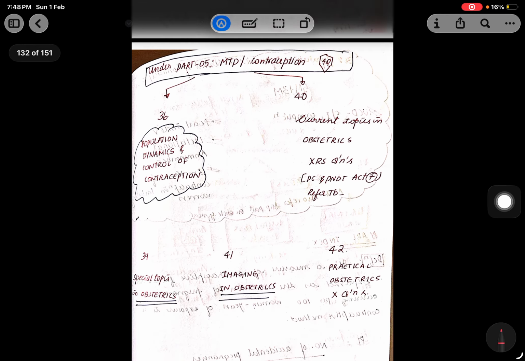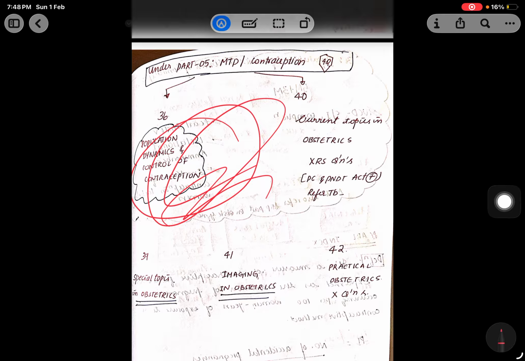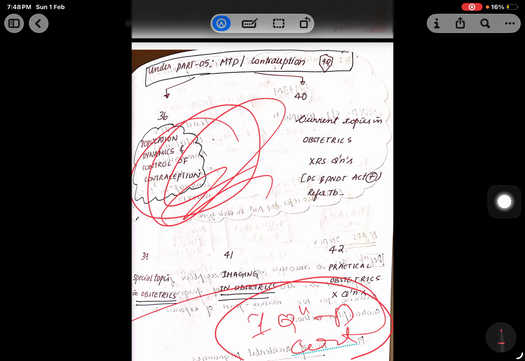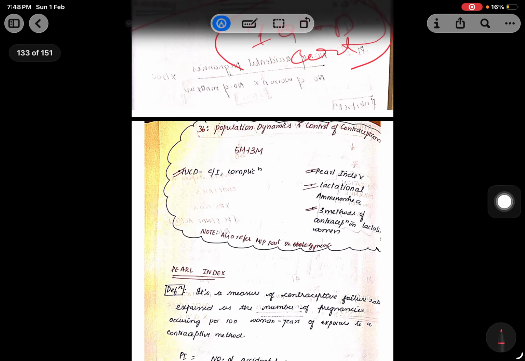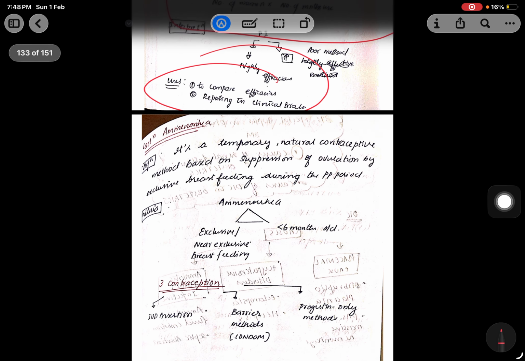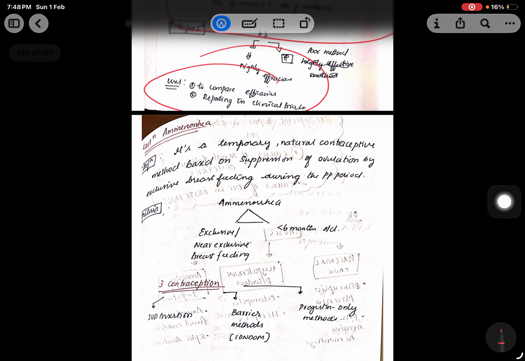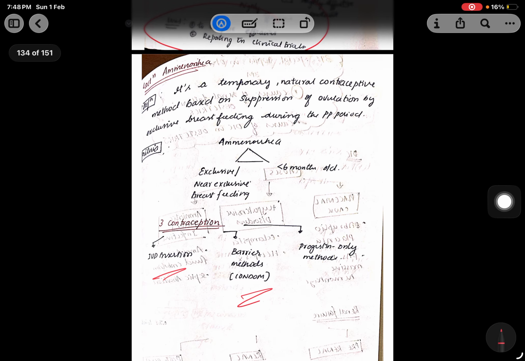Under part 5, this is the main important topic. One question related to contraception is also something which is sure. So make sure you study it accordingly. Again, Pearl index, something to do with community medicine. So remember the formula and what its uses are. Again, lactational amenorrhea. So these are the 3 contraceptives which you can use along with lactational amenorrhea so that you will not have a conception.